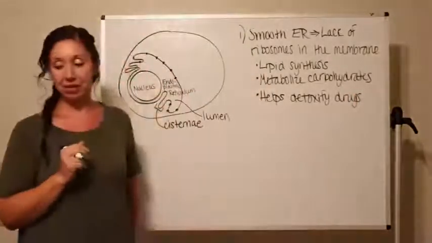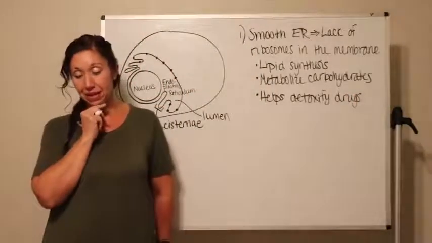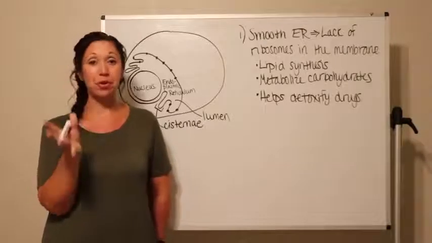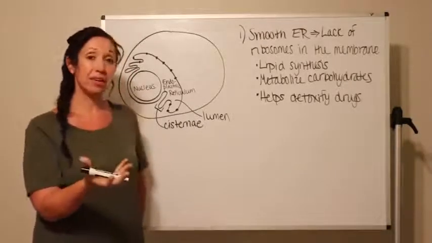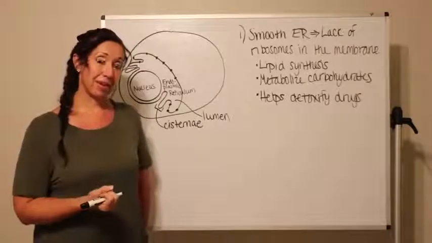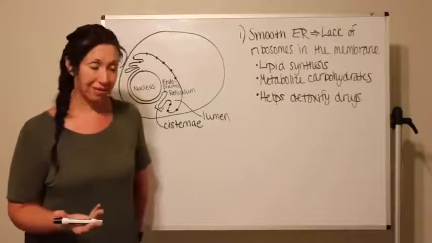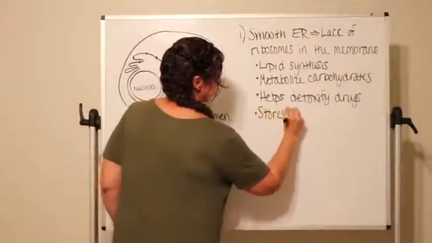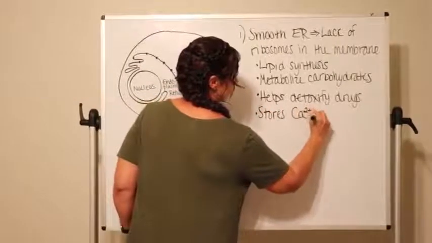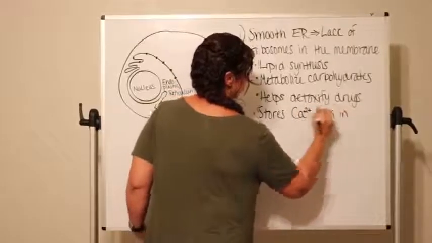Helps detoxify drugs. All right, so the other last thing that the smooth ER does, and this is important for your muscle cells, the smooth ER is important for storing calcium ions, specifically in muscle cells. So it stores calcium ions in muscle cells.